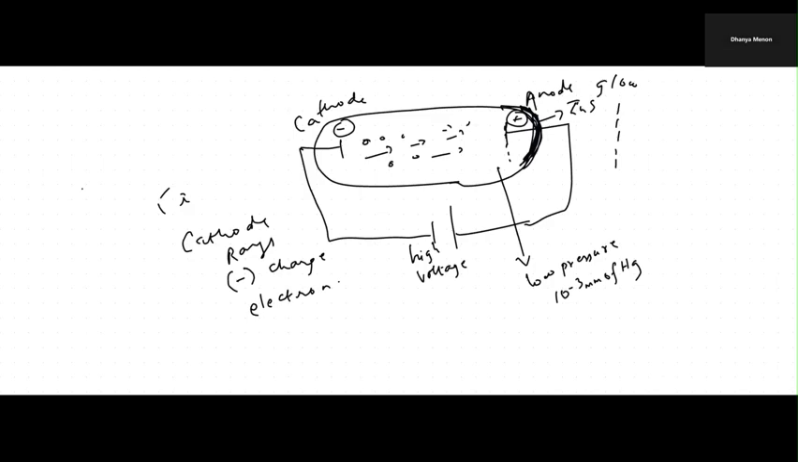Okay. So what happens is that when this high voltage is applied, this cathode is made up of metals. The metals ionize, okay? And the electrons start moving faster. And because they have negative charge, they move towards the anode, okay? Now, why is low pressure maintained inside the discharge tube?